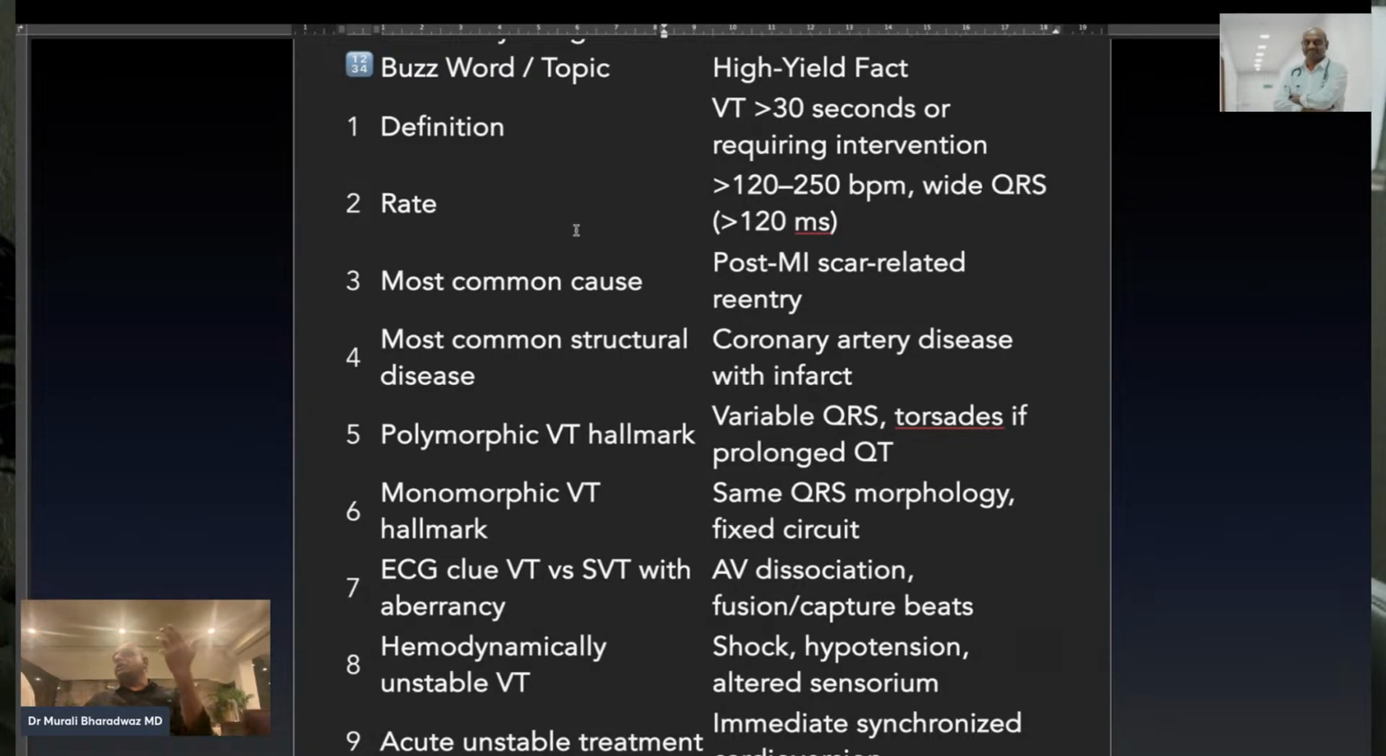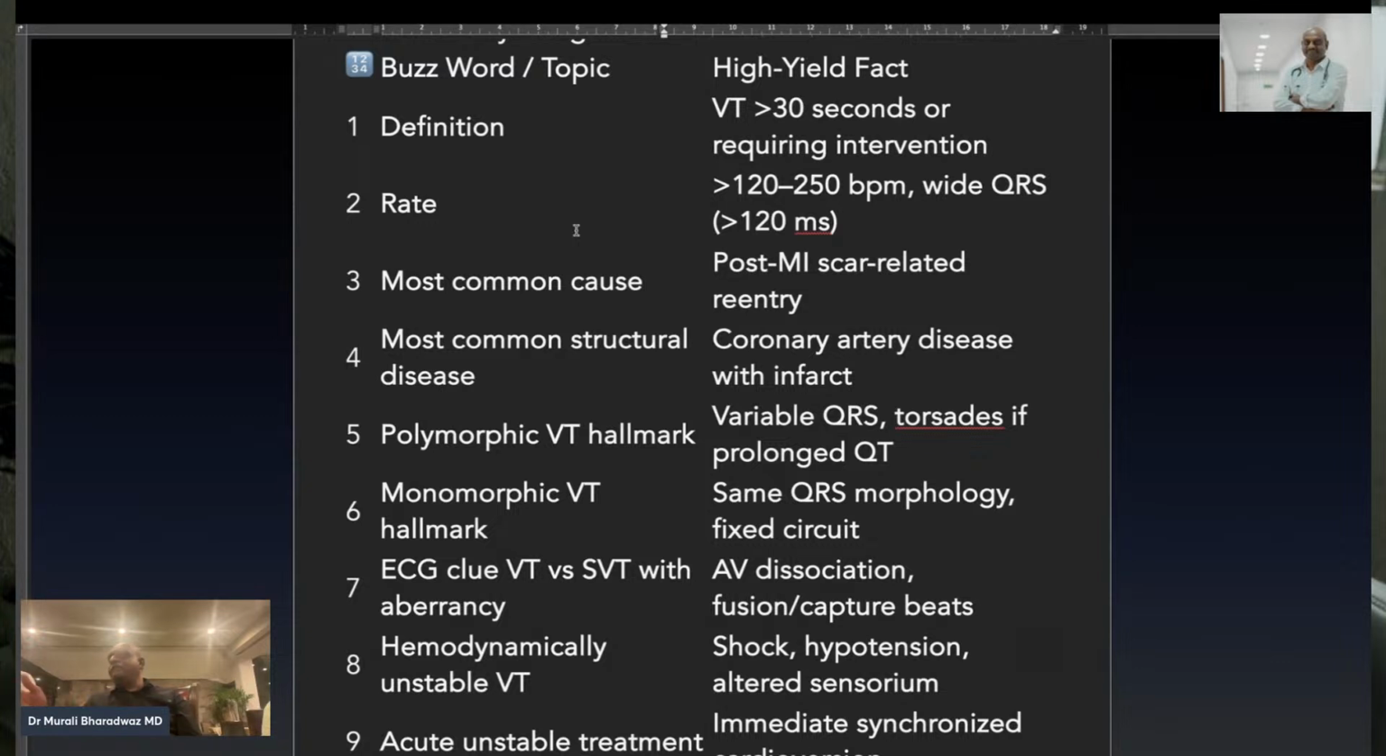And the most common cause of VT any day is post-MI. Because that MI leads to ischemic necrosis leading to scar, and that scar tissue in the ventricle leads to a reentrant pathway that leads to sustained VT. And most commonly, coronary artery disease with infarct leads to structural disease.